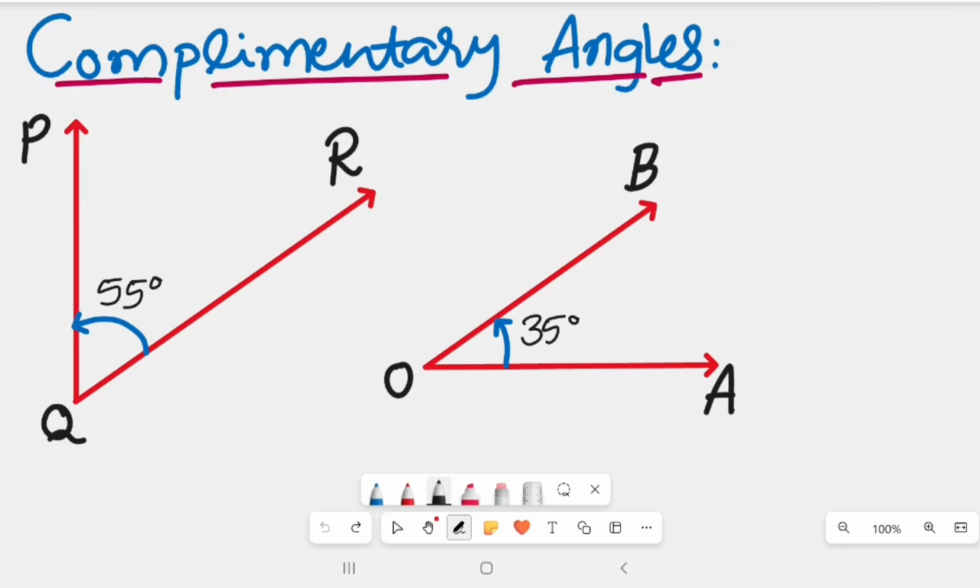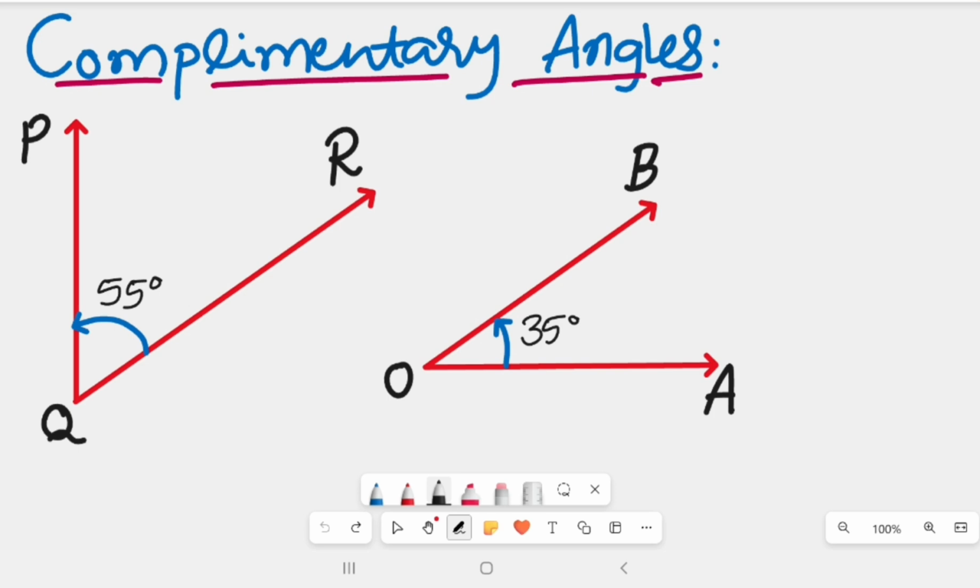Hello everyone, in this session we are going to discuss complementary angles. Complementary angle means if two angles add up to 90 degrees, then the pair of angles are said to be complementary angles, and each angle is said to be the complement of the other. So here, let us take an example.